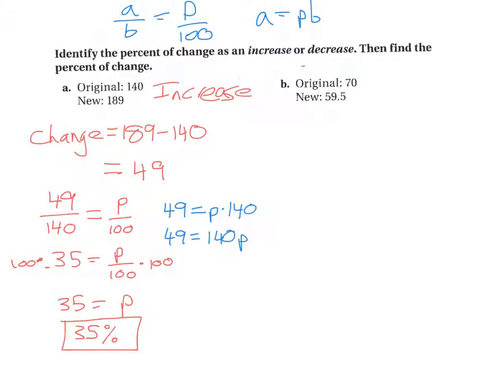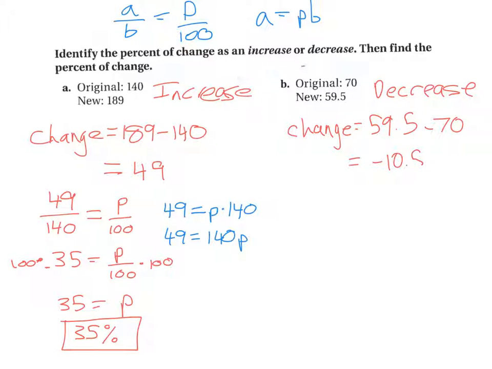Example B, we can do the same thing, except here I notice that I'm actually going down in my amount. I start with 70, I wind up with 59.5. That is a decrease, so we'll note that at the beginning. We're going down. Now, to find the change, we can do 59.5 minus 70. So that's going to tell us how much it changes by. So 59.5 minus 70, that's going to give me negative 10.5, right? And that negative is an indicator that this is, in fact, a decrease.